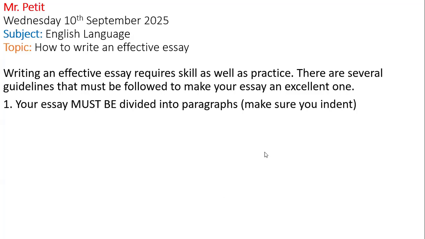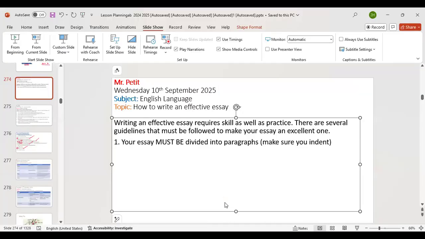Yes, sir. That's good. So the first thing is that we must divide our essay into paragraphs. Okay, the next thing that we must do is have, how many paragraphs did we say we must have? Five. We must have five paragraphs.